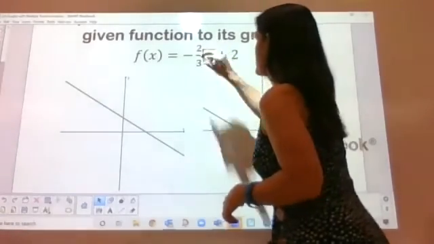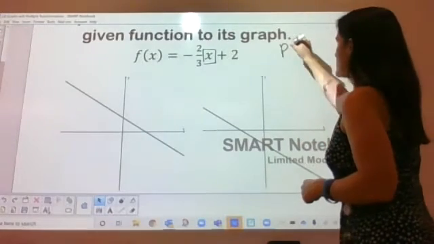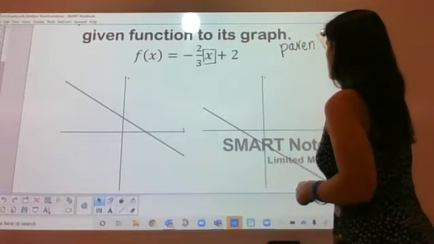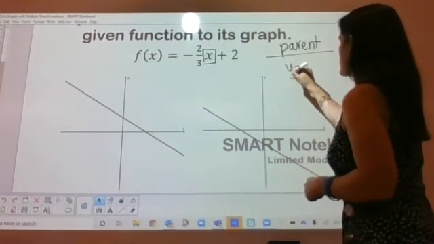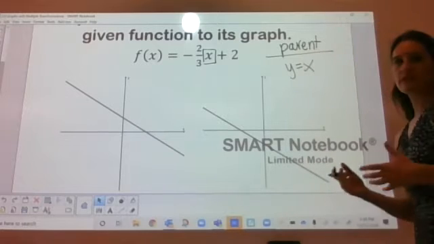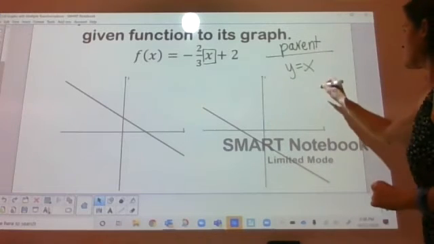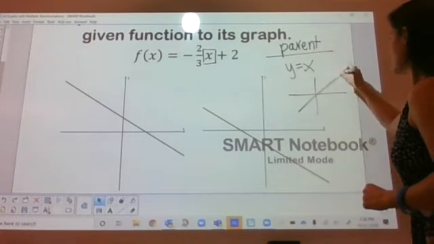And that's this right here, just x. So the parent function, y equals x, okay? And that shape looks like this.